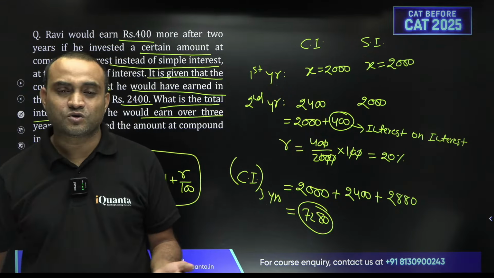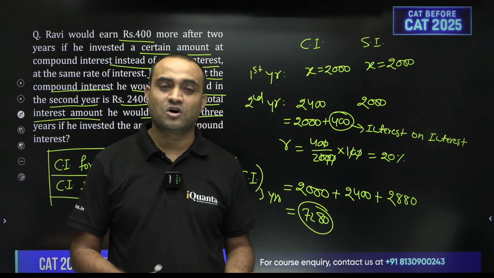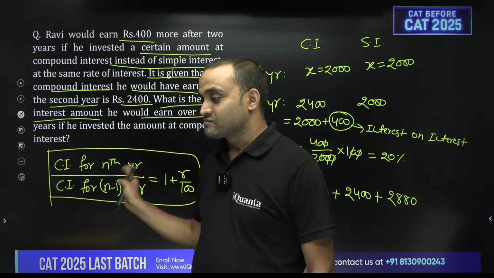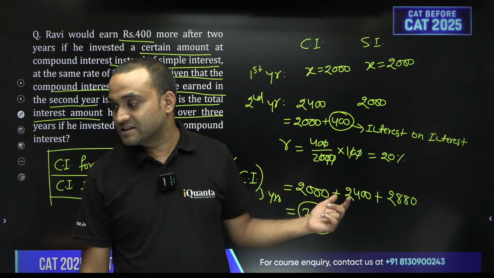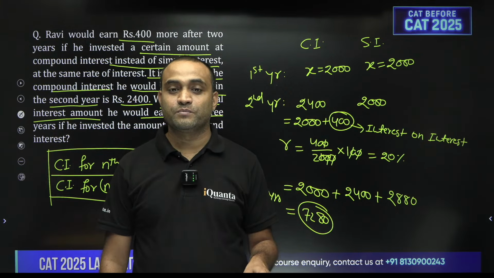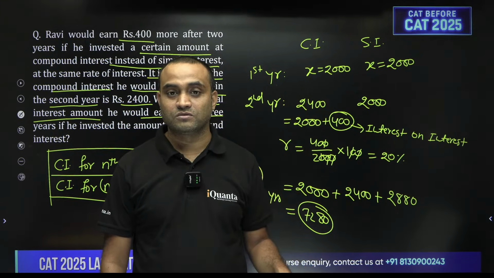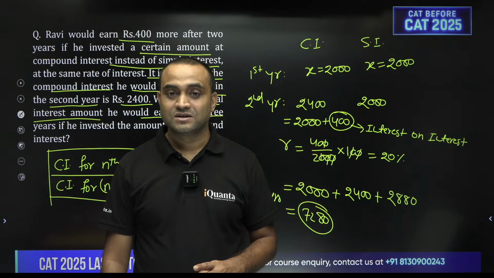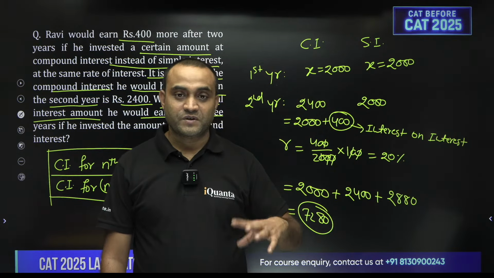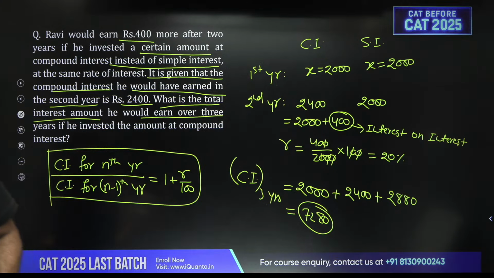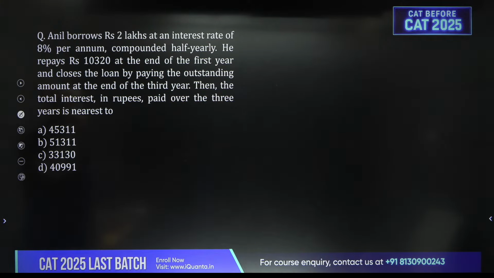Sia, we don't need to find the principal or the amount after 3 years. You can simply understand this, and using that you can solve it very easily. You don't need to find anything else, not the principal, not the total amount. Next year's compound interest will be the previous year's interest plus interest on that. Let us try the next question.